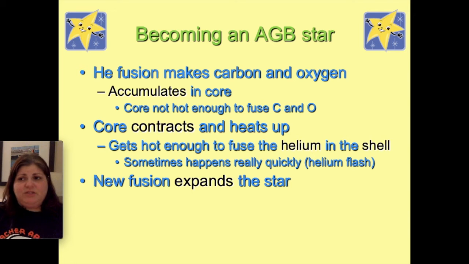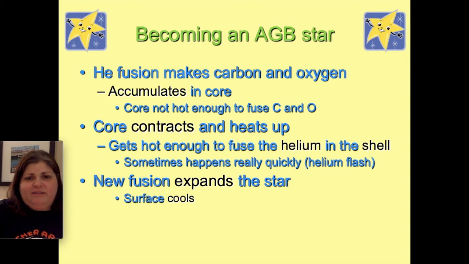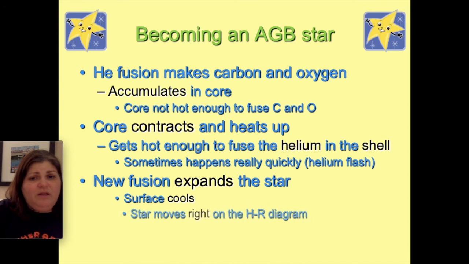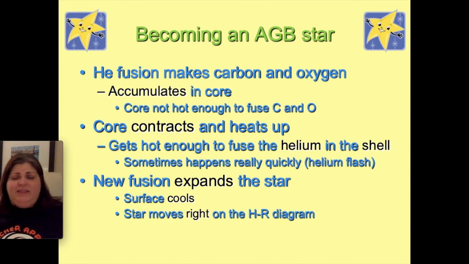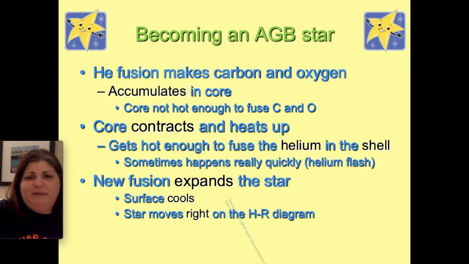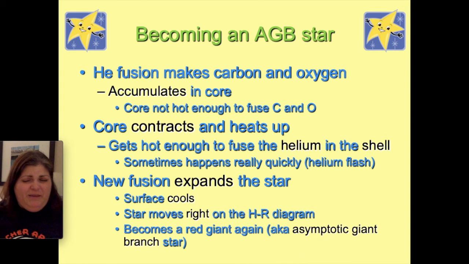That new fusion in the shell, just like we saw before, presses the envelope out further. Moving the envelope out further causes the surface of it to cool, and the star moves to the right on the HR diagram as it expands. So again, because it's a red giant again, sometimes we call it a second red giant. Scientists also call it an asymptotic giant branch star as well.